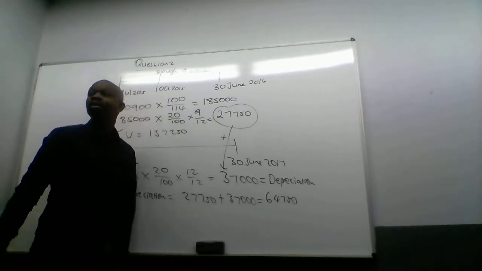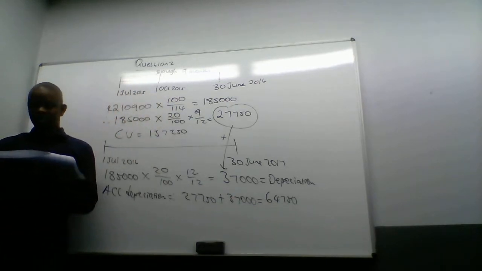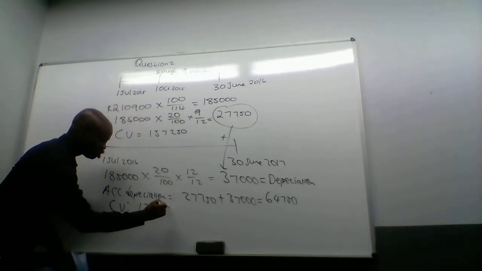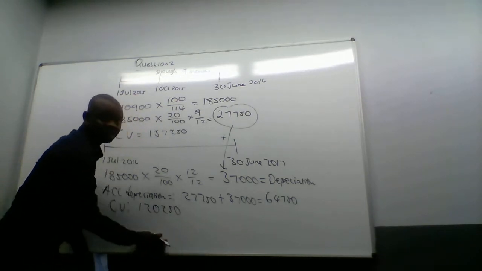So now you can find your carrying value. You know the formula: cost price less accumulated. You have the cost price, 181. And accumulated is 64. So how much is your carrying value? 120, 250. Yes. Thank you very much.